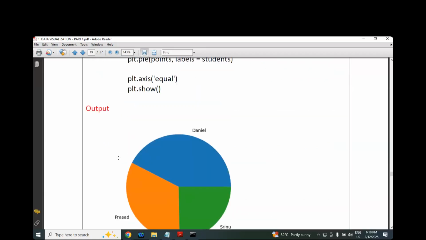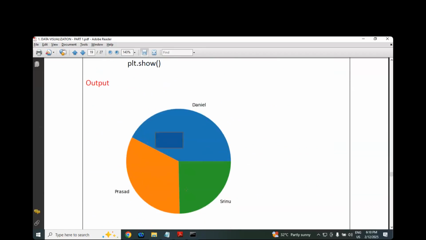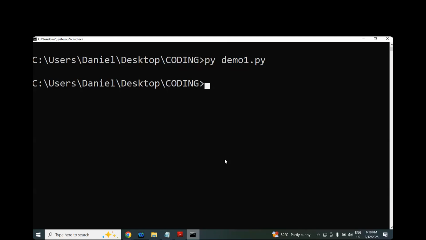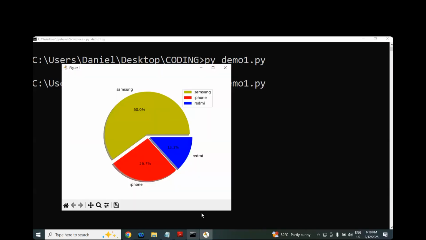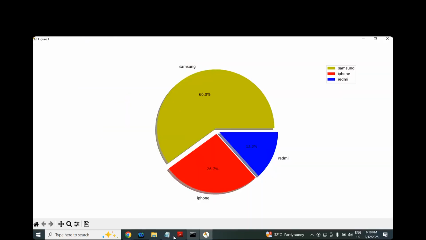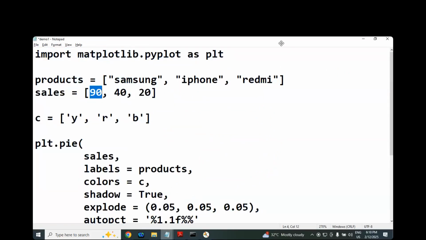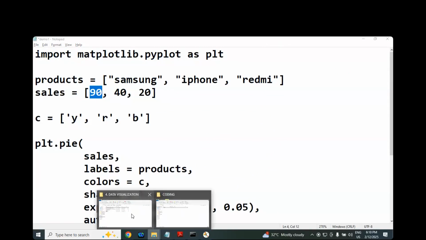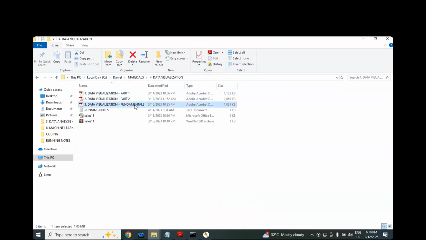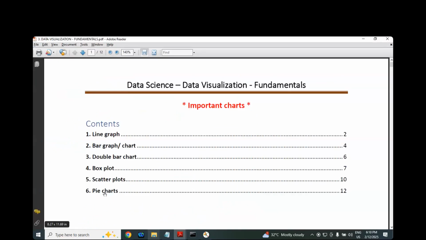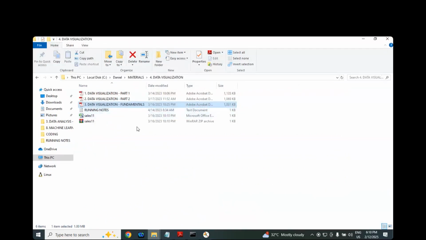But I wanted to know the calculation, how it is happening in the back end. Even if you run the example, how? Here Samsung is 60%, right? But what value have you given? 90. How is this value converted into percentage? Do you want to know that calculation? I have a separate material for you. This is the assignment for you. You need to walk through it. If you click here, you will know how the calculation happened. I will upload this as an assignment.